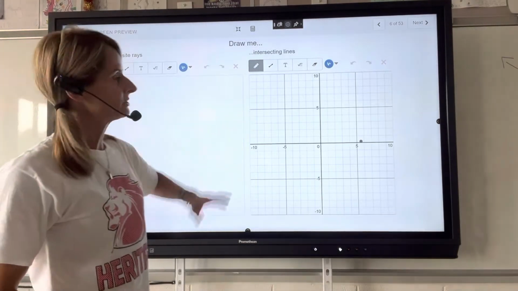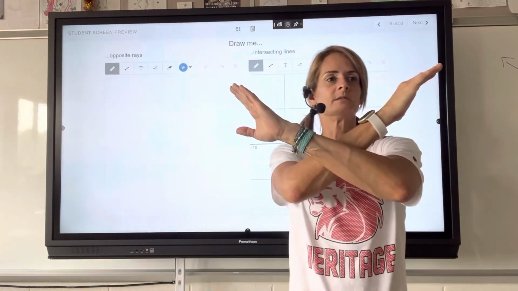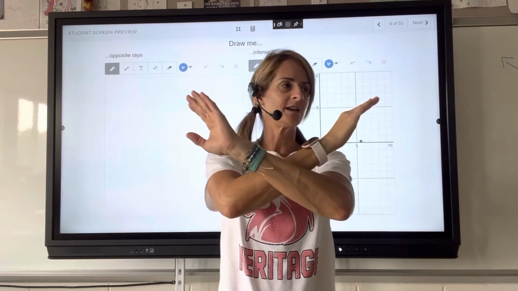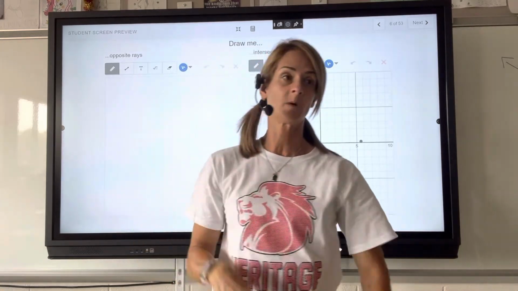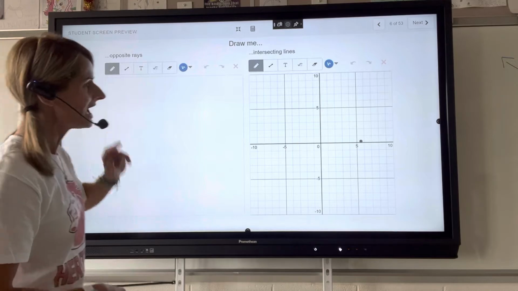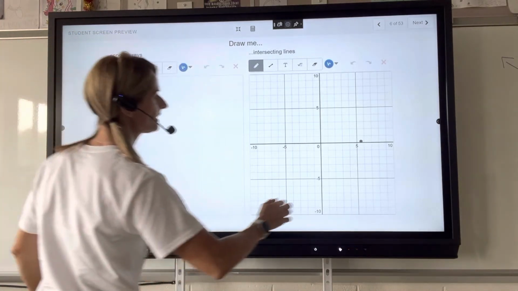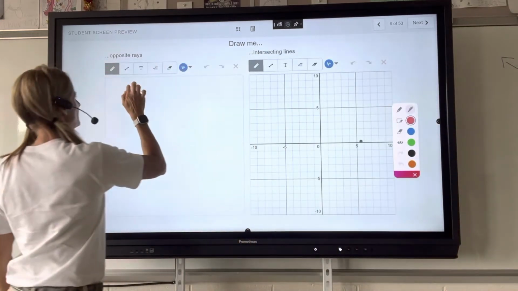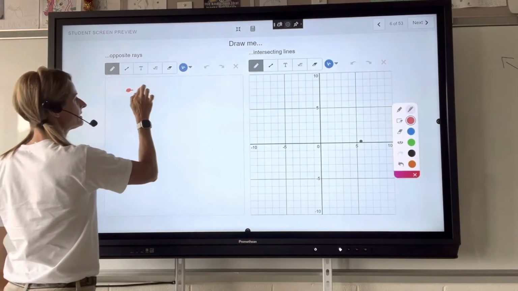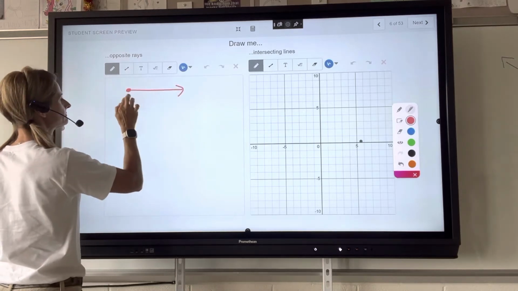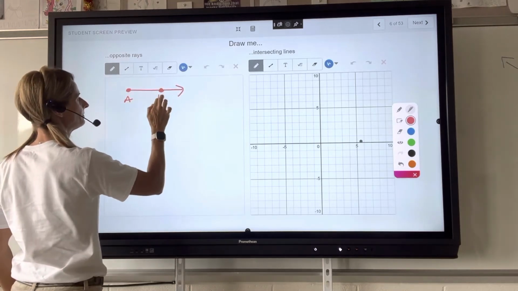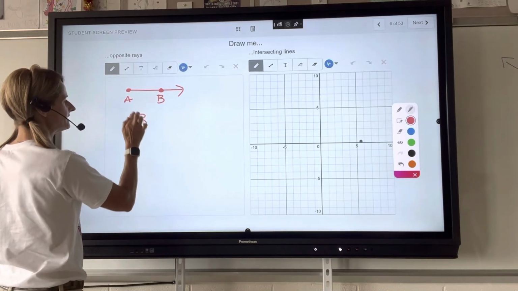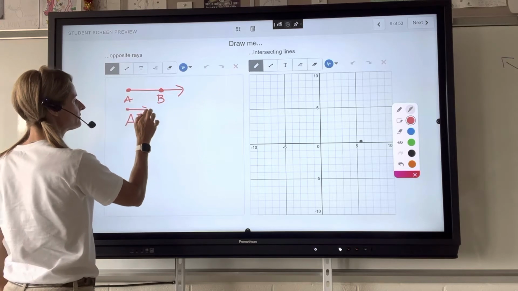So I know everyone's going to be able to draw intersecting lines because we all remember lines intersect at a point, right? We learned about systems of equations last year, the solution to a system of equations. We're going to talk about that at some point. But opposite rays are different. Opposite rays are new. Rays have an endpoint and they go through another point. So I'm going to draw you an example of a couple rays here. This is ray AB. It starts at A and it goes through B.